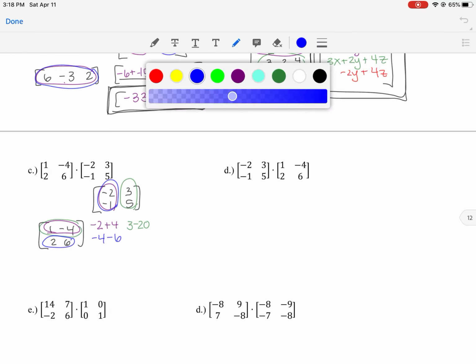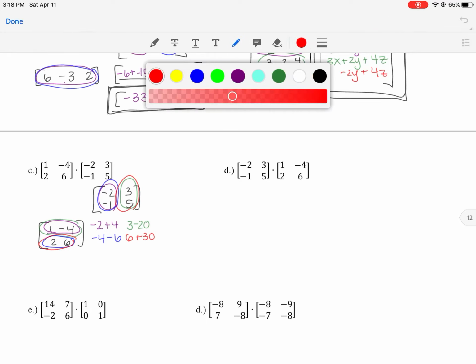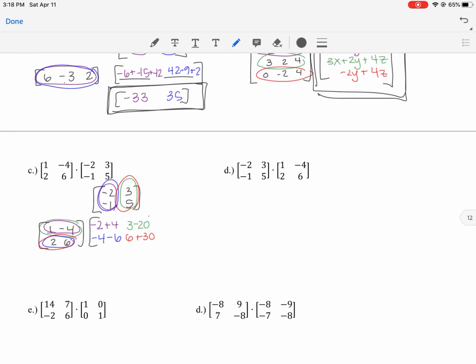Okay, now I go second row, first column. 2 times -2 is a -4. 6 times -1 is a -6. Okay, second row still, but second column. 2 times 3 is 6. 5 times 6 is 30.